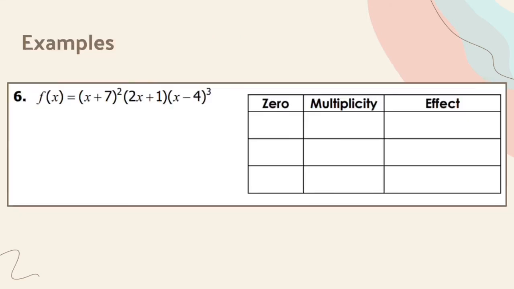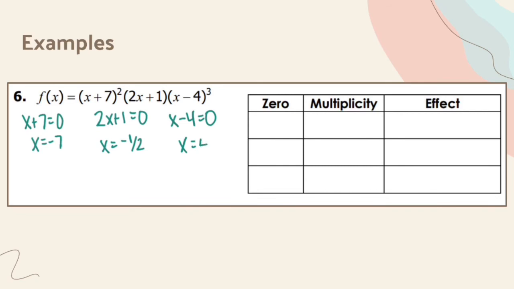All right, so for number 6, this one is already factored for us, so we're just going to start by setting each one equal to 0. So we're going to get x plus 7 equals 0, which is x equals -7. 2x plus 1 equals 0, which gives us x equals -1/2. And x minus 4 equals 0 gives us x equals 4. So we have -7, -1/2, and +4.